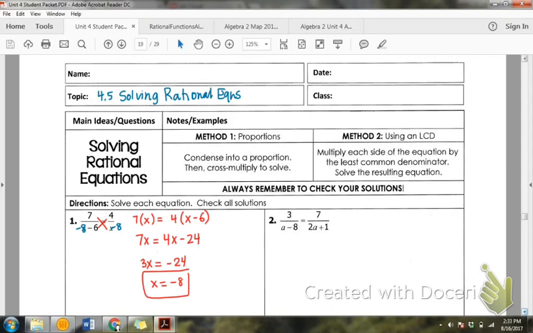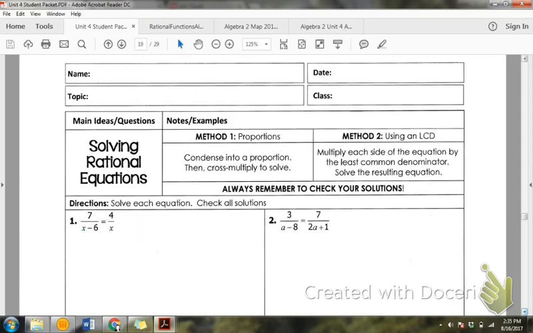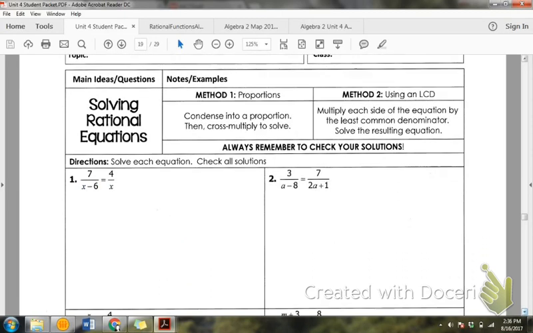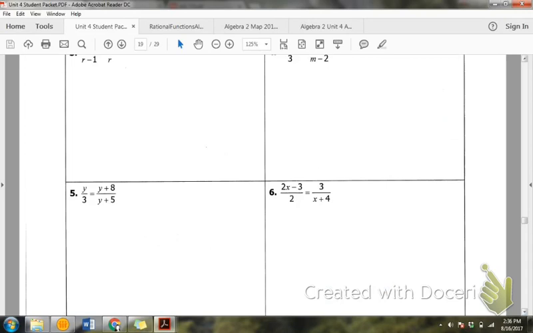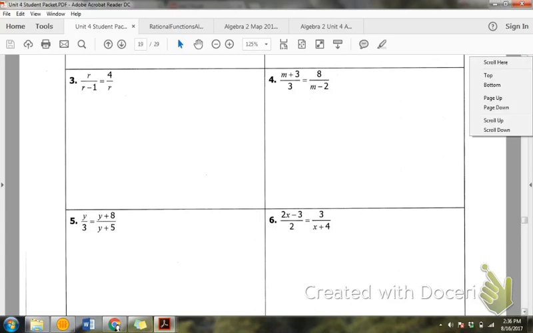All right, let's do number 3. Okay, so you're going to cross multiply. Remember, r times r is not 2r. Good, it's r squared. So I have r squared equals 4 times r minus 1.